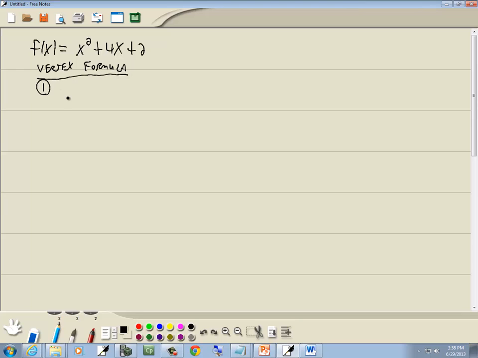Vertex formula, first step in it says identify a and b. Well, a is the number for your x squared, which is 1. b is the number for your x, which is 4. Now, since a is positive, I know my graph's going to open up. We'll use that fact.